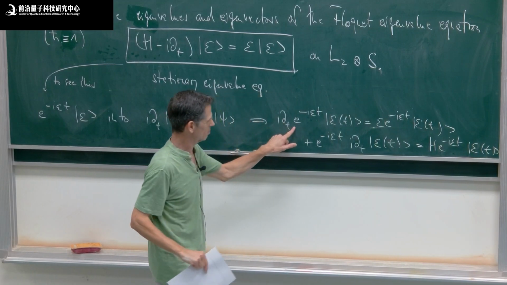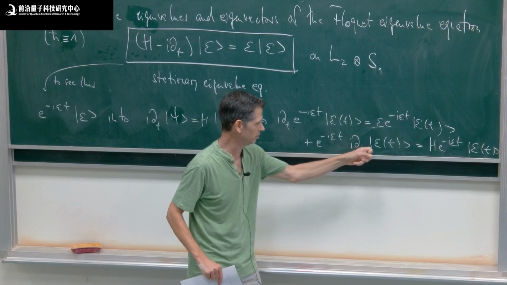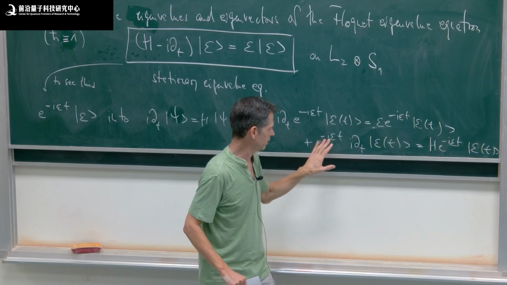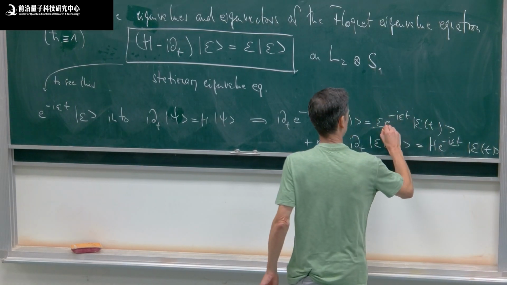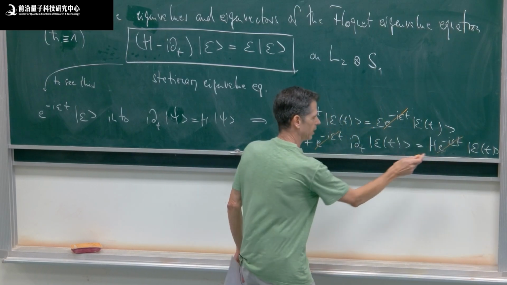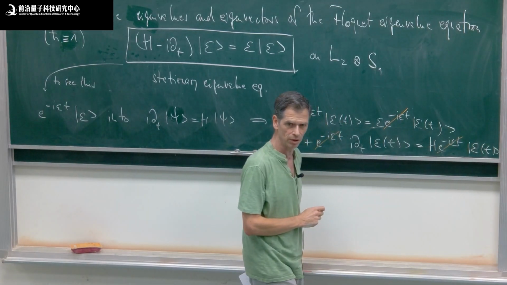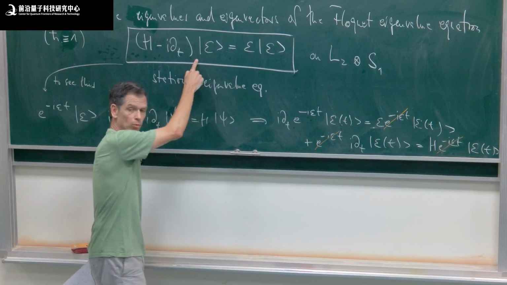So I do the chain rule, I get epsilon times this, plus e to the minus i dt now acting upon this, and the right-hand side is this. So now I get rid of those. And then I have h. Now I get this on the right-hand side: h minus i dt acting upon epsilon of t equals what is left on the left-hand side, epsilon times epsilon of t. And this is what we have here.